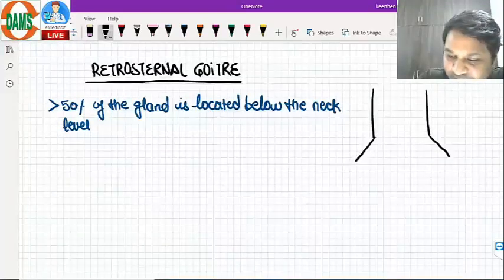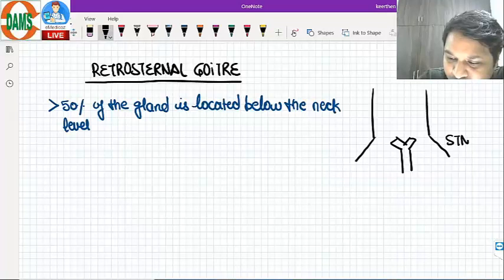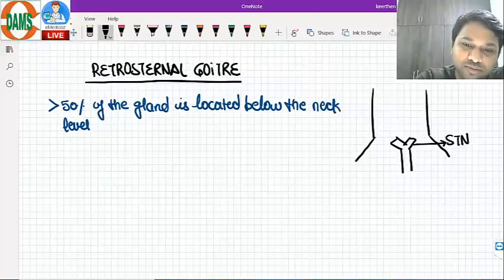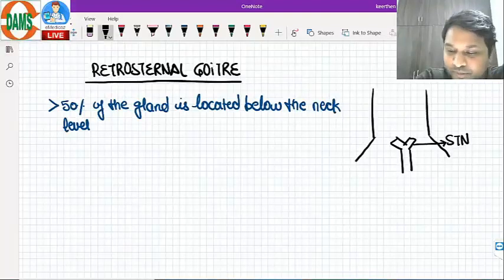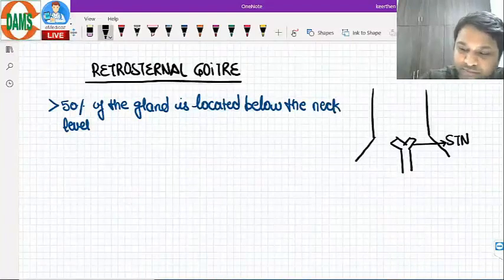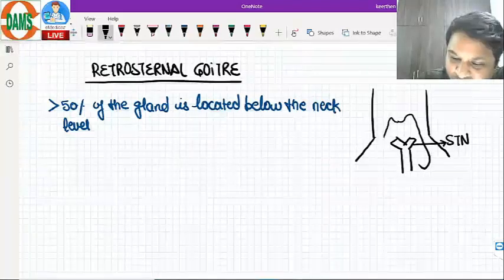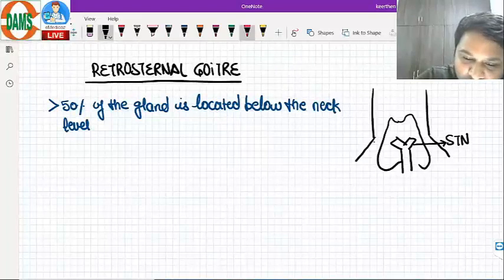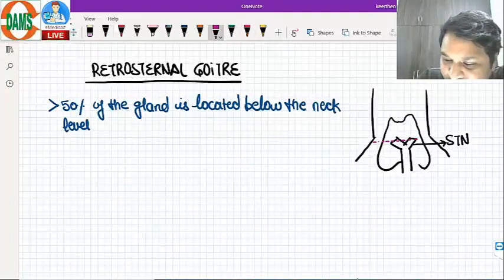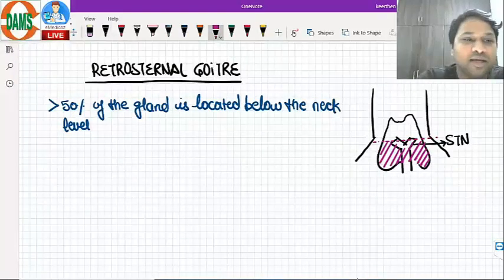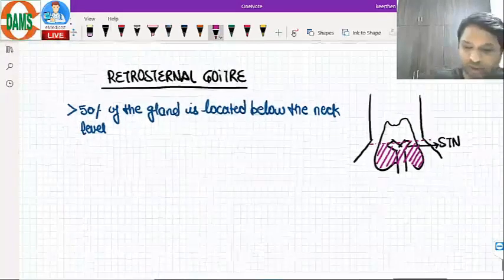50% of the gland is below the neck level, we take the neck level reference point as the suprasternal notch. STN is suprasternal notch. The suprasternal notch is taken as a referral point. Okay. Now, when more than 50% of the gland is located below the neck level, it is called retrosternal goiter.